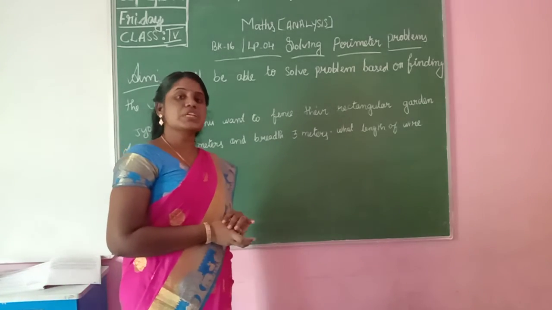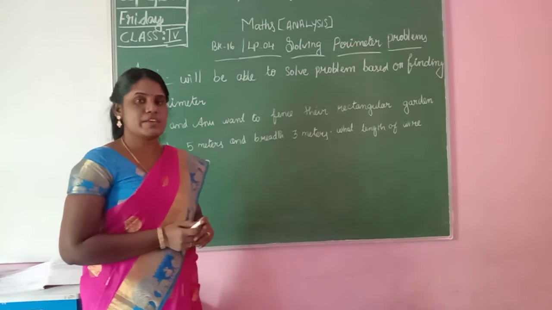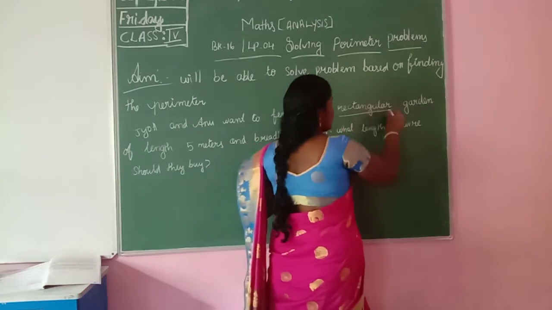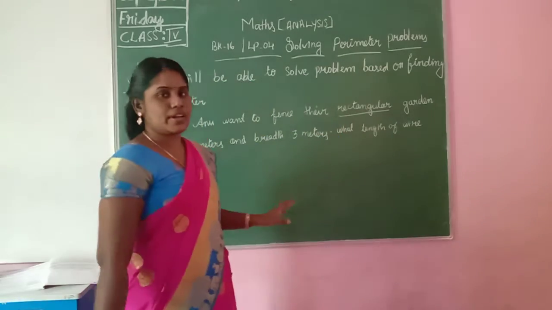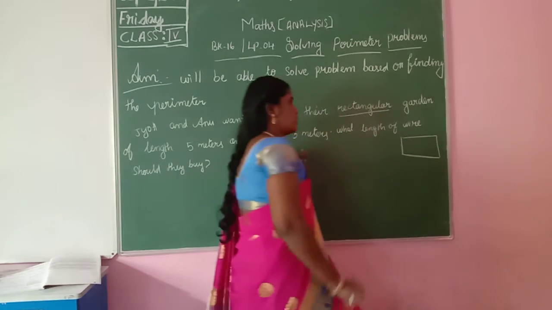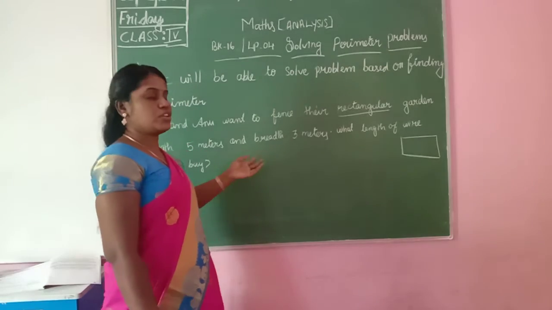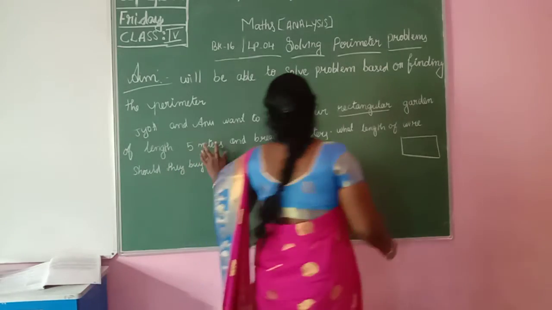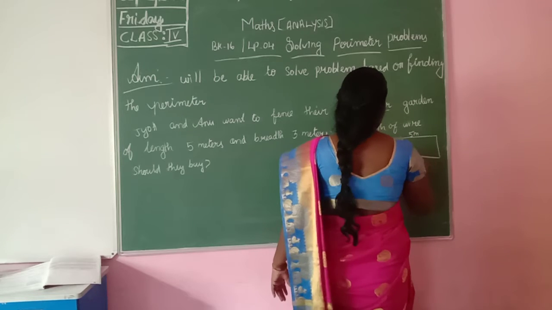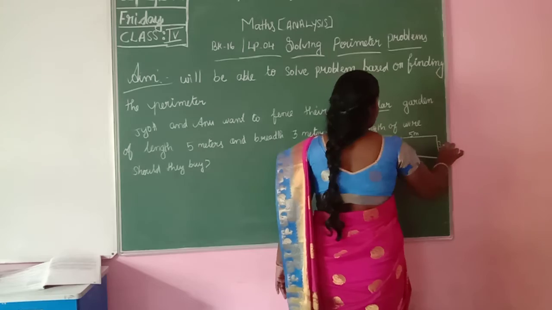First we need to read the story, then we need to analyze what kind of shape they have given. What shape have they given? Here they have given a rectangle, and we should draw the rectangle on the right side of your notebook. Then we need to fill in the length and breadth measurements. Here the length is 5 meters and the breadth is 3 meters. Here also 5 meters, and 3 meters and 3 meters.